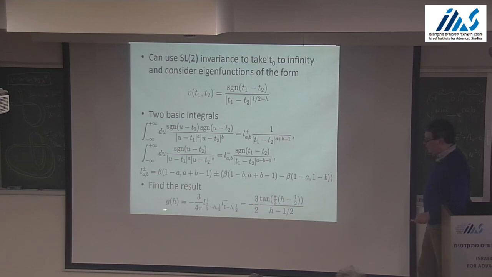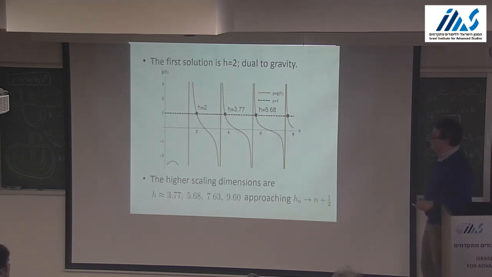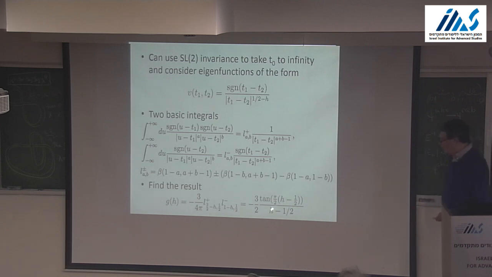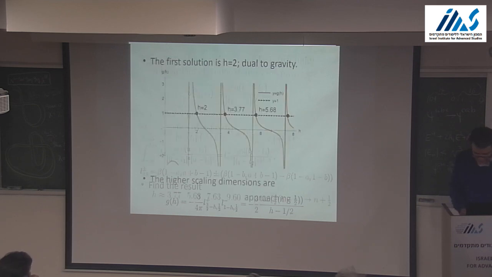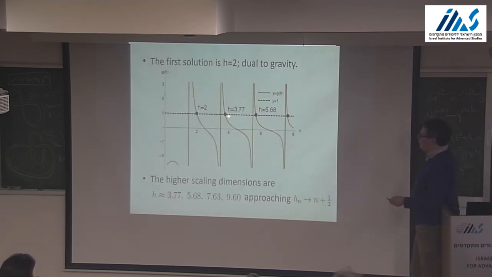For the basic Majorana SYK model, you have only one g of h, and this turns out to be minus 3/2 times tangent of pi over 2 times (h minus 1/2), divided by h minus 1/2. This formula has by now appeared in hundreds of papers and has been rederived in different ways. Then you just have to numerically solve the equation g of h equals 1. The first solution is analytic: you plug in h equal to 2, the 3/2 cancels, and minus tangent gives you 1. So you have this first special solution, h equals 2, and then there are numerical solutions, 3.77, 5.68.